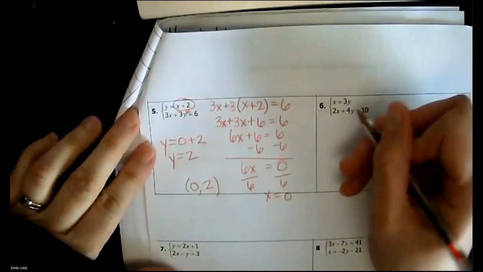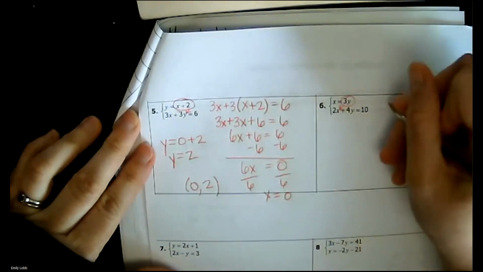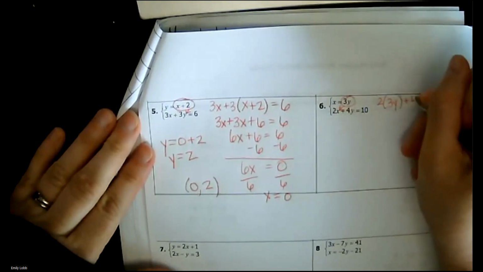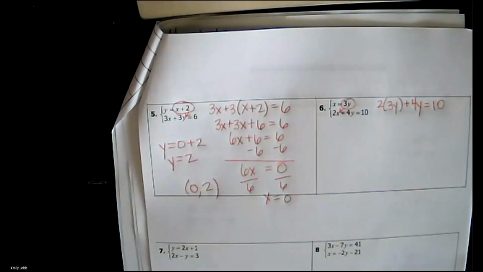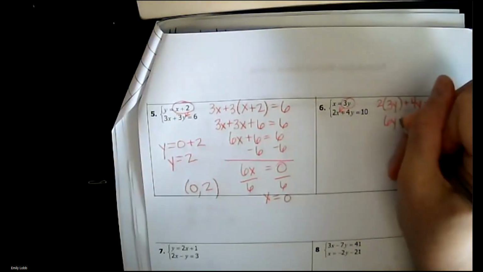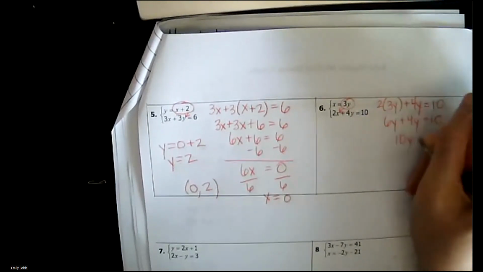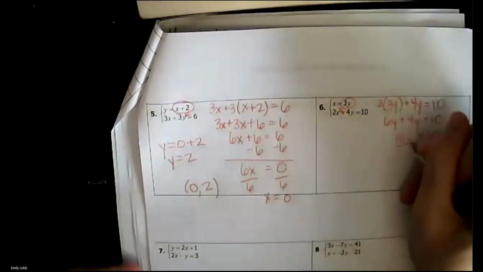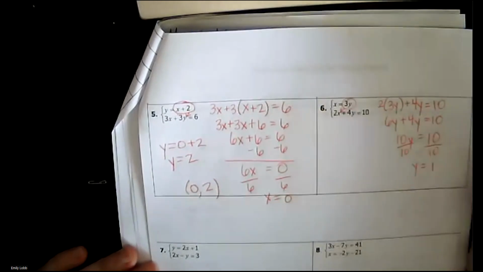All right, this time we know what x equals, so we're going to plug what x equals in for x. So 2 times this 3y plus 4y equals 10. Then I just have to multiply. I've got 6y plus 4y equals 10. So 10y equals 10. When I divide both sides by the coefficient, y equals 1.